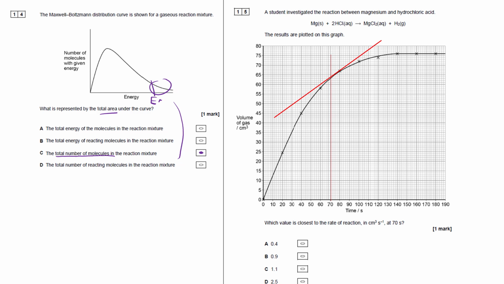Question 15. What is the value closest to the rate of the reaction in centimeters cubed per second? So rate equals gradient in this case, and you need to find the gradient at 70 seconds. So you can see here I've drawn a tangent, find the gradient at this point, and the closest value we can see there is around 0.4 if you had to pick a couple of points on that line. So if you had to do difference in y over difference in x, you get a value of 0.4-ish centimeters cubed per second.